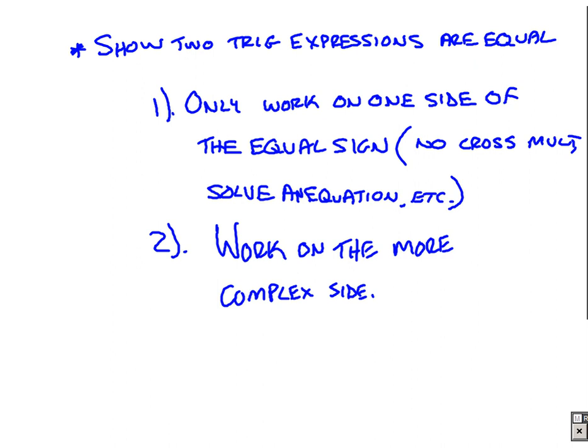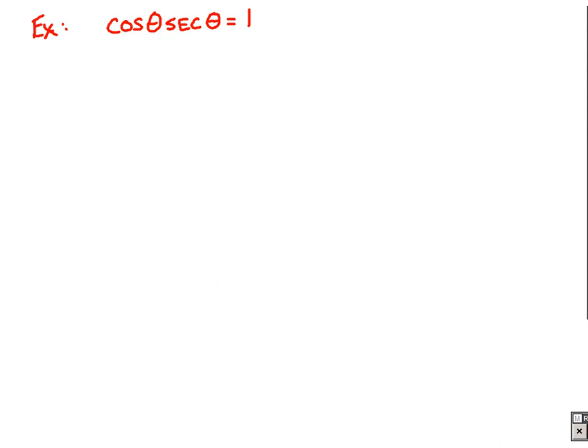After we say here, this is what we need to do. The rule is you want to work on the more complex side first, because you can only work on one side of the equal sign. You can't try to solve the equation, just simplify one side. So in this one, the more complex side obviously is on the left.